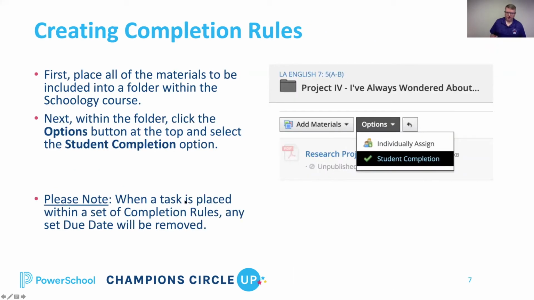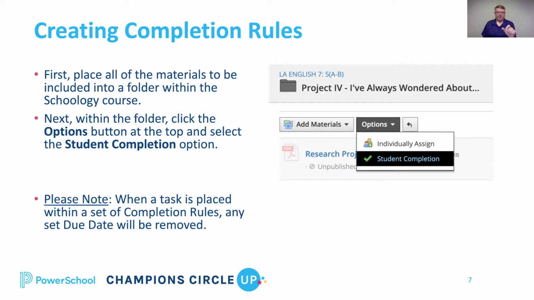All right, so how do you do this? How do we create these completion rules? First, make sure that you have all the materials that you're going to want in the completion rules in the course. Now, this isn't to say that you can't add them later. It's just you'd have to go through these steps again for all of the new assignments. Next, within the folder, and you don't have to be in a folder, it could be at the course level. It's a little more difficult that way, and it takes away some of the options of adding other folders, but you want to be in a folder, which is a best practice for me from my experience.